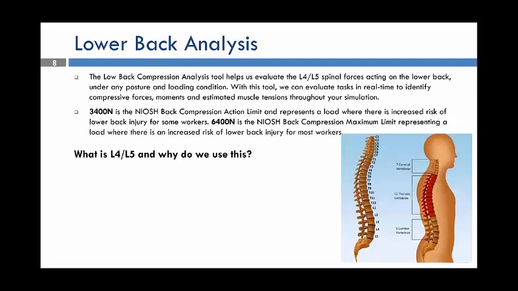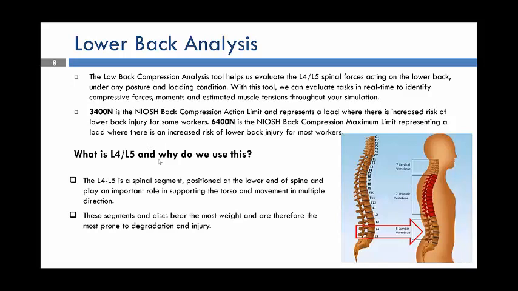The low back compression analysis tool helps us evaluate the L4, L5 spinal forces acting on the lower back. Off to the right, you'll see some pictures showing you the different areas of the L4 and L5 spinal areas. So what is the L4 and the L5, and why do we do this? The L4 and L5 is a spinal ligament position in the lower end of the spine that plays an important role in torso movement in multiple directions. These segments and discs bear the most weight and are therefore the most prone to degradation and injury.